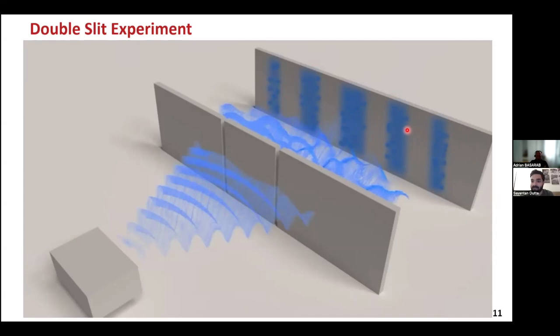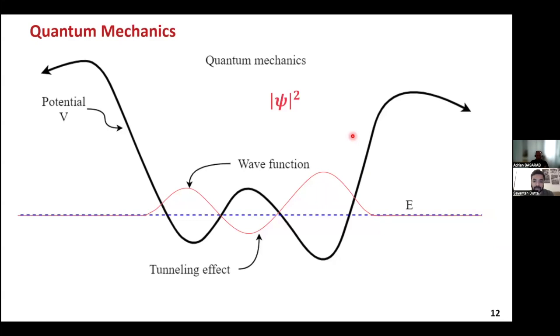This is called the double slit experiment. It shows that the quantum particle can behave like a particle as well as a wave. This is the wave-particle duality nature of quantum mechanics. Now, in our case, as we just saw, our wave function is defined by psi. This is the same potential surface V, but now we have a quantum particle with energy E.